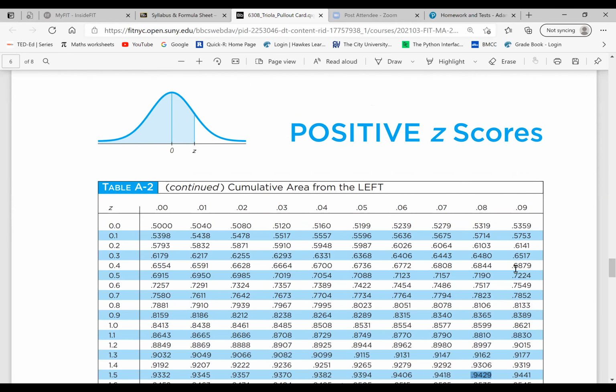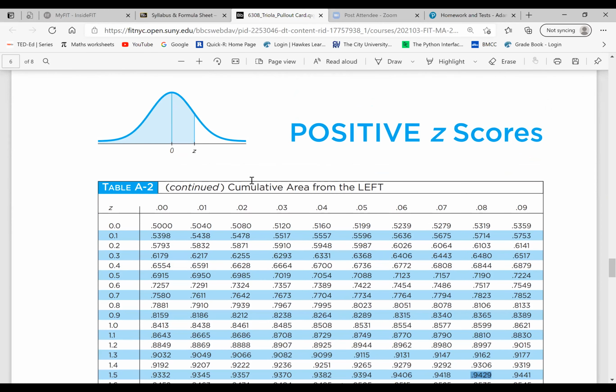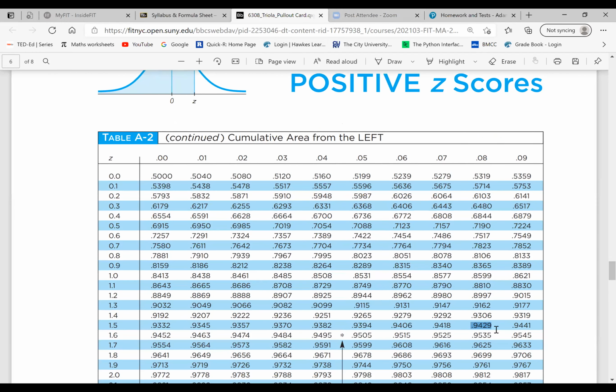So again, the table only gives us the probability to the left-hand side of that z-score, and the left-hand side is what we're looking for. So the probability we're looking for here is 0.9429. Okay, this is 1.58.